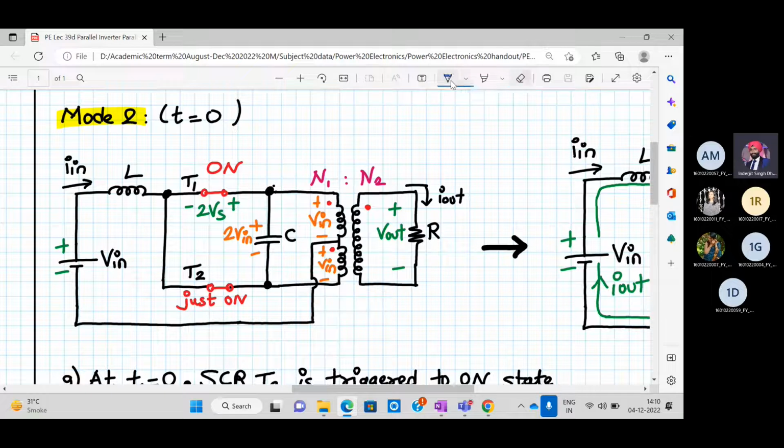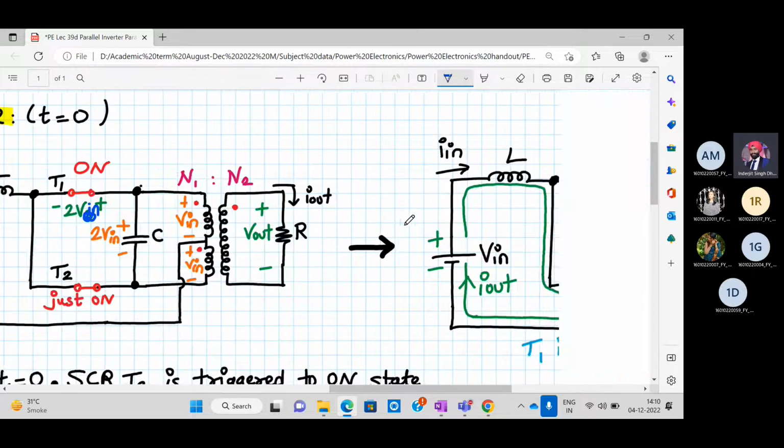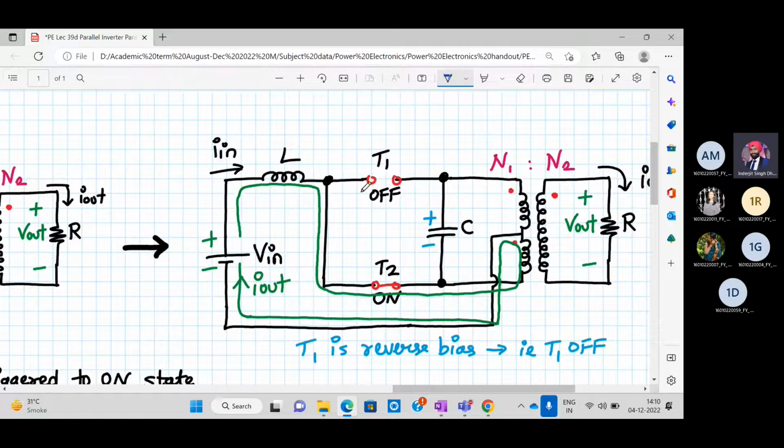Actually, this is wrong. This should be V in. What will happen is the entire capacitor voltage will appear across T1. And V in is a very high value, say 500 volt. So the entire minus 1000 volt will appear as reverse bias across T1, which will immediately turn it off.